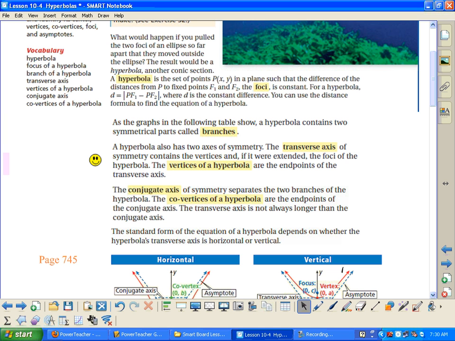So where the vertices on an ellipse are at the ends of the major axis, for a hyperbola, the vertices are on the transverse axis. The other axis is called the conjugate axis. With the ellipse, it's a minor axis. For a hyperbola, it's a conjugate axis. And the co-vertices are the endpoints of the conjugate axis.